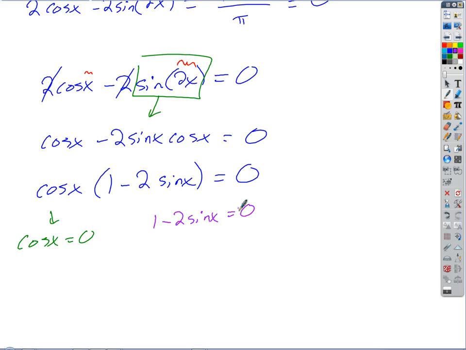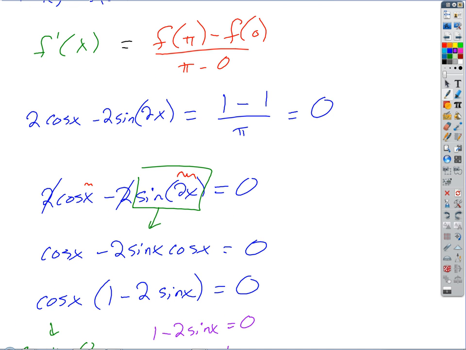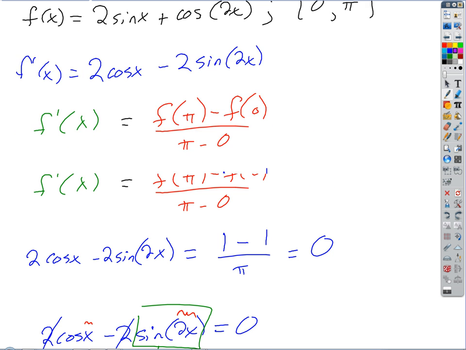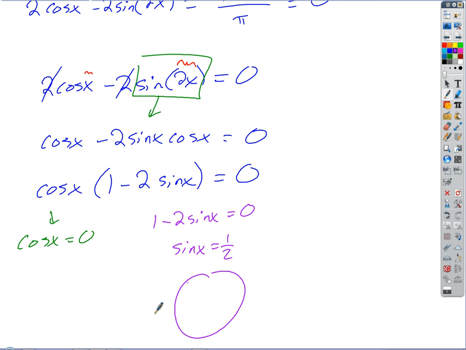We already did that one, didn't we? That's the one we just did. This was when sine x equaled 1/2, and our domain only goes from values of x greater than or equal to 0 and less than or equal to pi, right? So on our domain, you already told me that one looked like that spot and that spot. So x equals pi over 6 or pi minus pi over 6, so 5/6 pi.